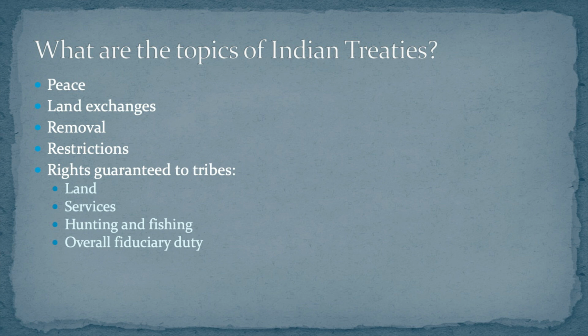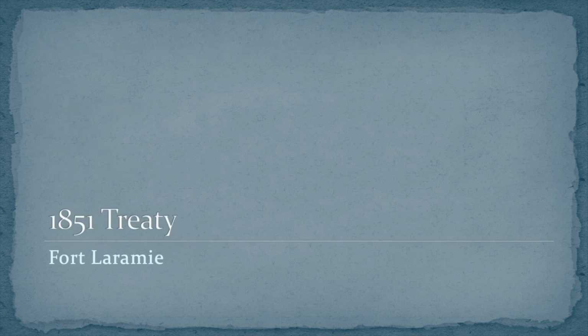And again, these rights guaranteed to tribes: land, services, hunting and fishing, and an overall fiduciary duty. New term, I'm going to get to it in a moment. Or actually, no, I'm going to get to it tomorrow, because if I gave it to you today, I think all of your brain matter might start oozing out of your ears. Because it really is a lot, and I thought about getting into it today. I was like, that's a lot. So let's look at a couple of different treaties.